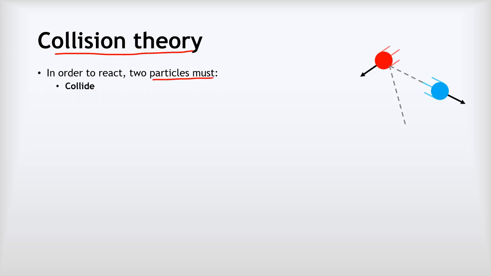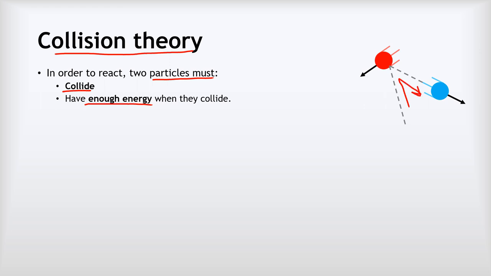Okay, so collision theory. This is our big theory that explains why some reactions are faster and others are slower. What this tells us is that in order to react, two particles must collide with each other, and they must have enough energy when they collide. You can see here that often particles just bounce off each other rather than reacting.